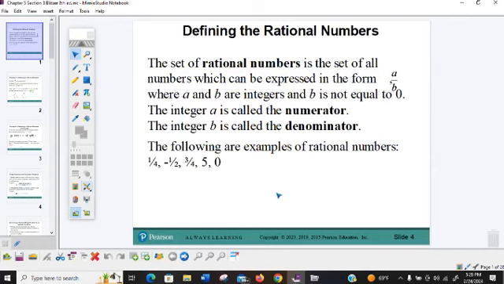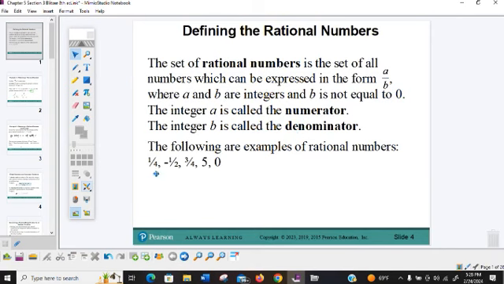In this section, we're going to learn about rational numbers. Rational numbers are numbers that can be expressed in the form a over b as a fraction. The numerator is the number on top. The denominator is the number on bottom.